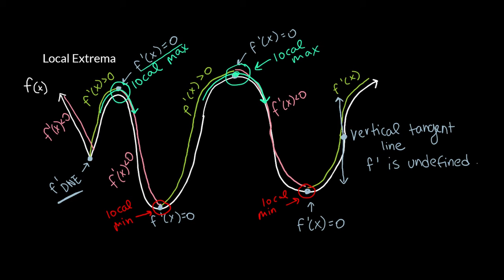And then a local minimum is happening whenever the derivative is negative to the left of the point, 0 at the point, and then positive to the right. That's what creates a minimum. Same for this point. The derivative is negative to the left of the point, and then when we pass the point, the derivative becomes positive. So those are just some of the ideas that we're going to use to build the first derivative test and to determine what's happening in the graph of a function.